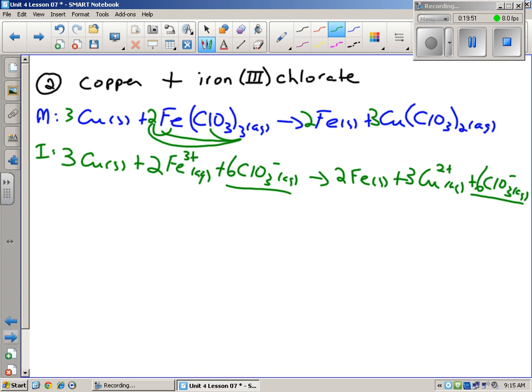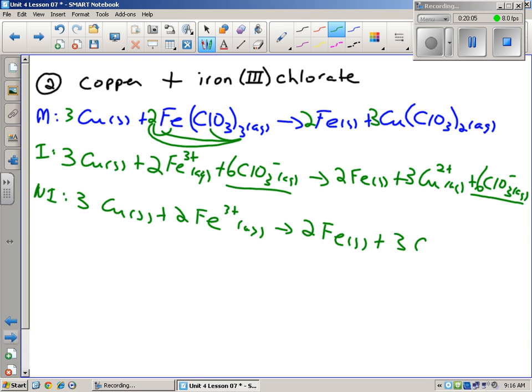We take those out, and we just write what we wrote before. So this is the easy part here. Net ionic, 3 copper solids, 2 Fe3 pluses, aqueous, gives me 2 Fe solids and 3 copper 2 plus aqueous. Okay, and we're done. All right.